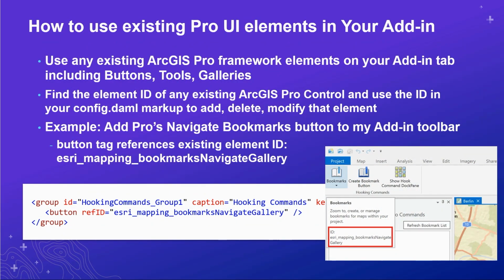In many cases, you can use existing ArcGIS Pro framework elements in your add-in development. So on the screenshot on this slide, notice this custom group defined on Pro's ribbon. It is hosting a button, the bookmark button, which is a Pro UI element. This is accomplished with a code snippet given here. Notice within this group element, there is a button child element and its ref ID is set to the ID of the bookmark button, Esri mapping bookmarks navigate gallery. So in many cases, you will need to know the ID of existing Pro elements.